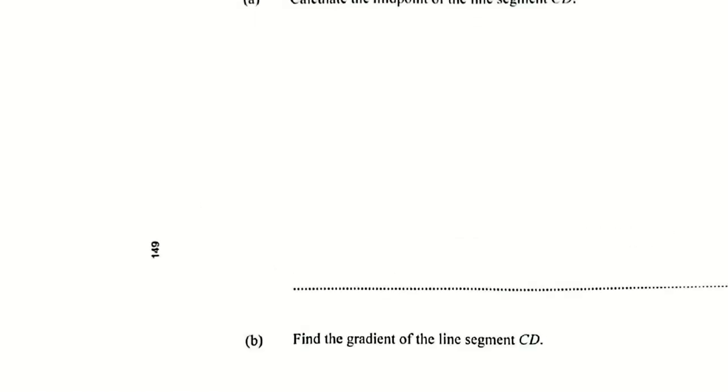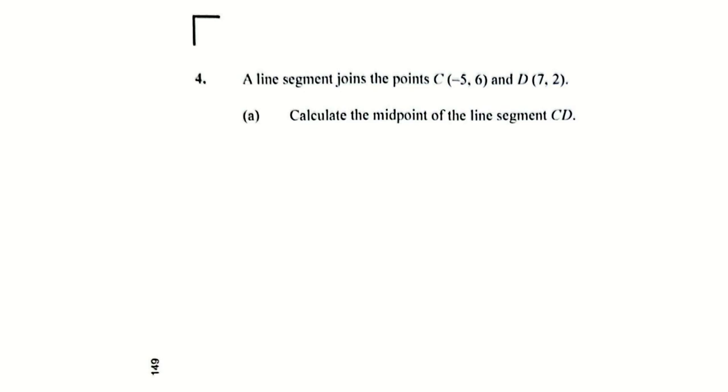Alright, so this one here is January 2025. Right, let's read the question. The question says a line segment joins points C and D. Calculate the midpoint of the line. Now, immediately you would say, well, I have coordinates C and D, and my midpoint, if we recall, is equal to x2 plus x1 over 2 and y2 plus y1 over 2.